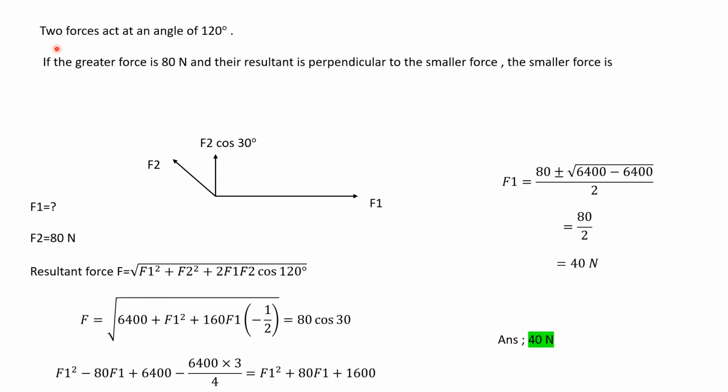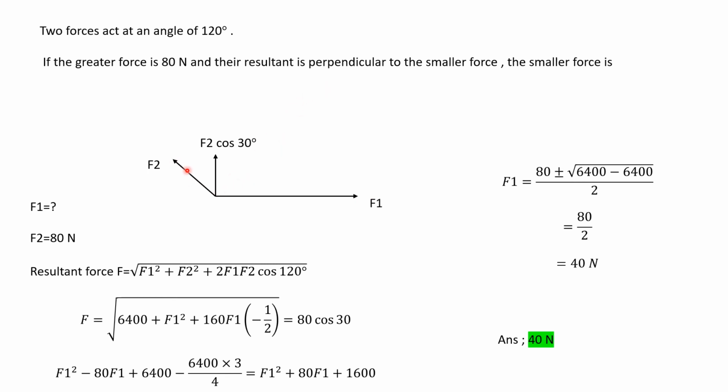So in the question it has been given that two forces act at an angle of 120 degree. If the greater force is 80 Newton and the resultant is perpendicular to the smaller force, the smaller force is. And take this F2 as greater force and F1 as smaller force. In the question, this F1 is perpendicular to the resultant force.